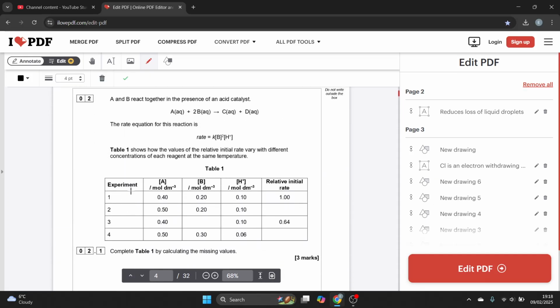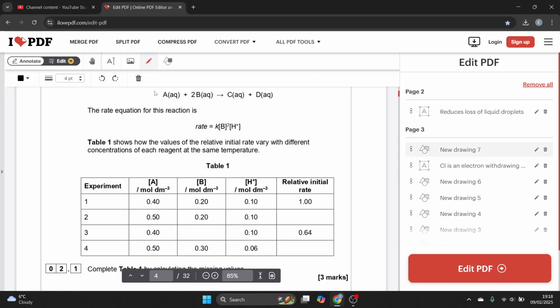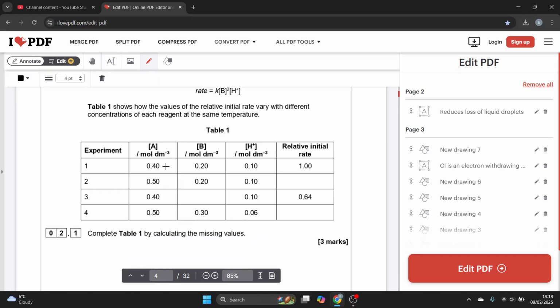Complete table 1 by calculating the missing values. So that's increasing by times 5/4. That stays the same, and that stays the same. Because 0.50 divided by 0.4 is 5/4. Therefore, 1.00 times by my answer.